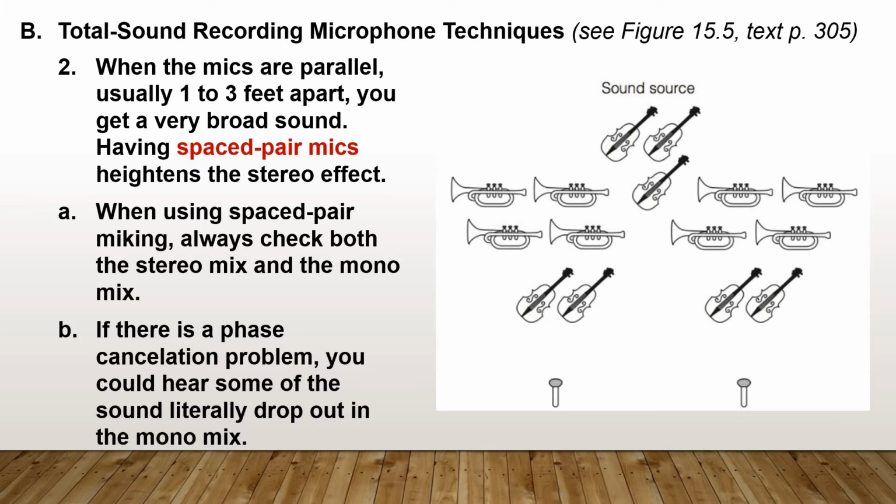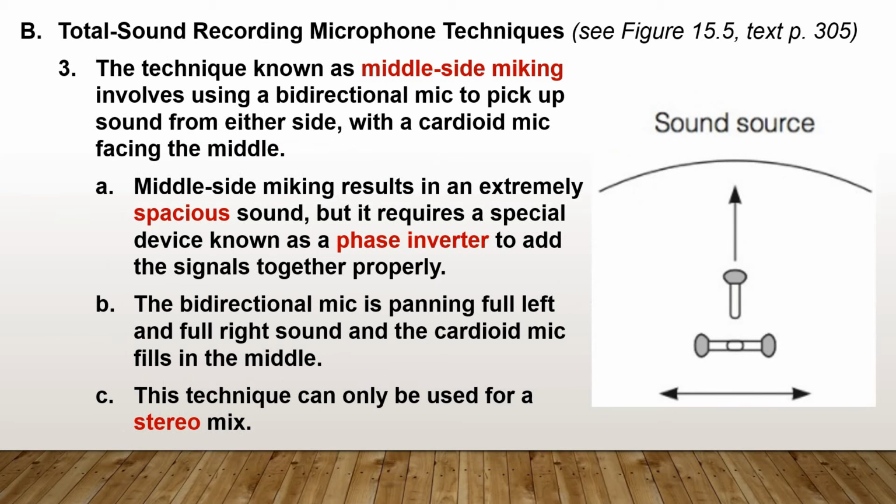If when you compare the two you hear a phase cancellation problem, you could hear some of the sound literally drop out in the mono mix. So you want to make sure that you're able to compare those, and if you're seeing that you are getting some dropouts, you may need to adjust the spacing of your microphones in order to be able to fully capture all of the sound that you're trying to record.